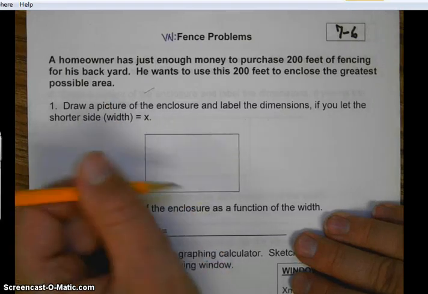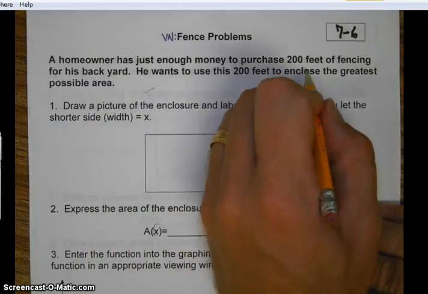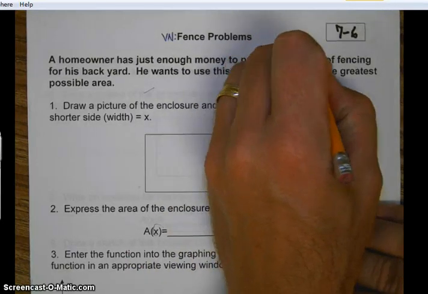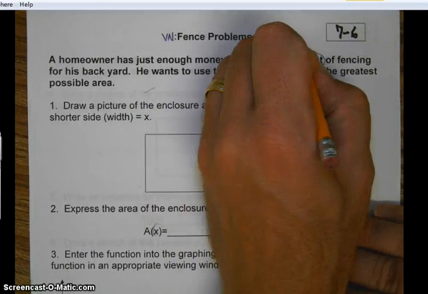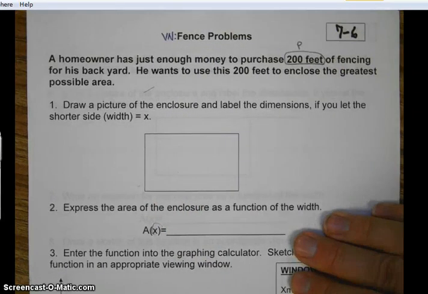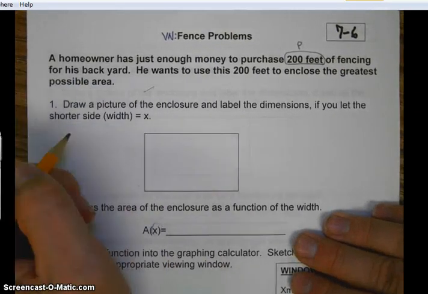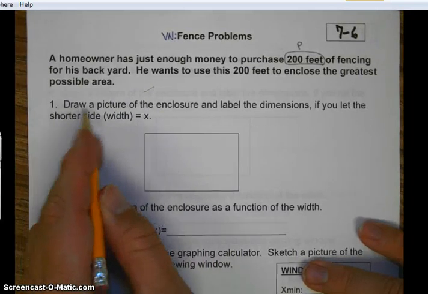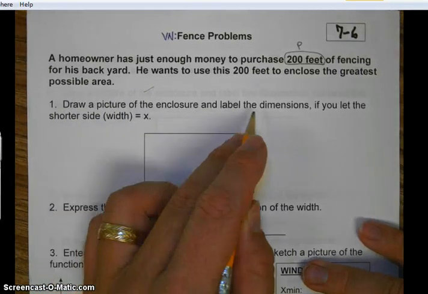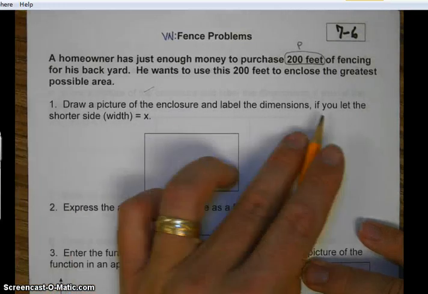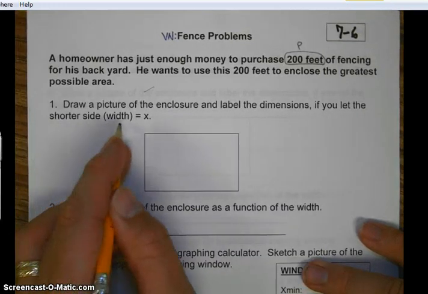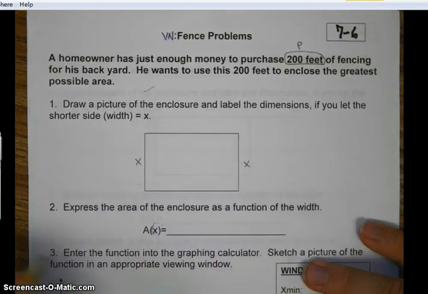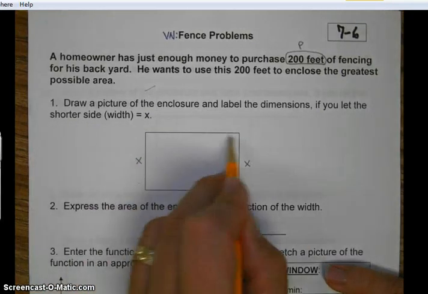So first of all, as you read this, you should notice that we have a number here that represents the perimeter of his backyard. And this shape is going to represent his backyard. It says draw a picture of the enclosure and label the dimensions. It says if you let the shorter side, the width, equal x, so we're going to let this equal x.